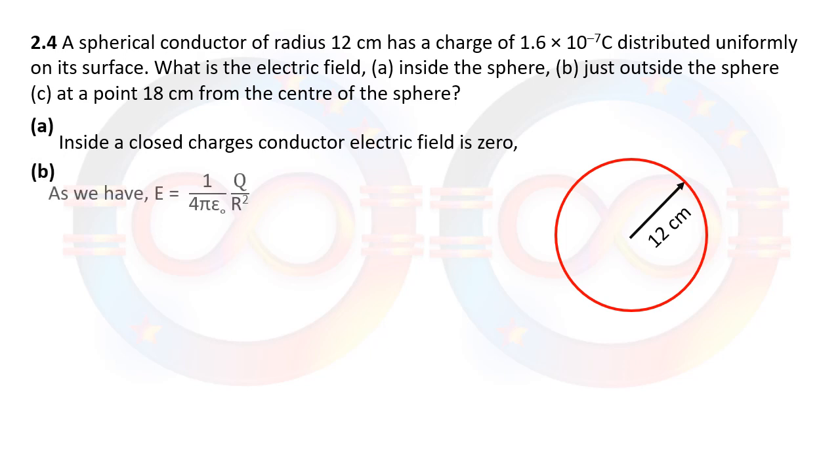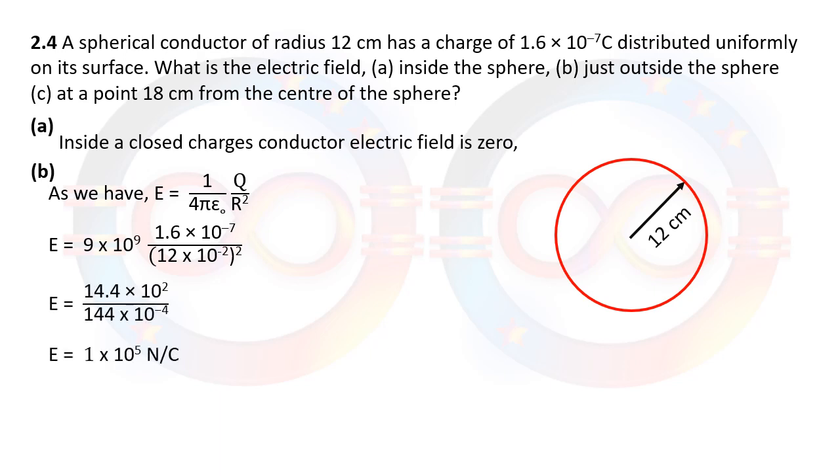Just outside it is equal to kq upon r square. So you can put the value 9 into 10 raised to 9, q 1.6 into 10 raised to minus 7, and upon r square. We change 12 centimeter into meter and then square. After calculation, this will be the final answer.